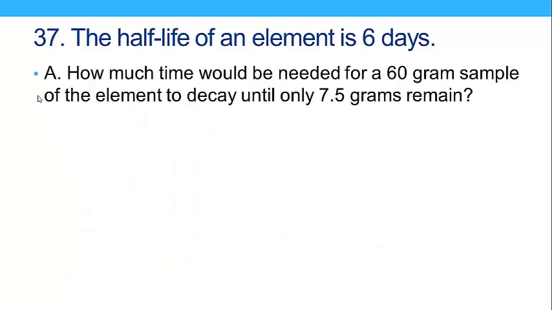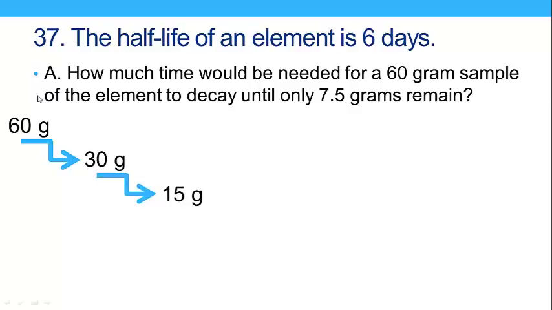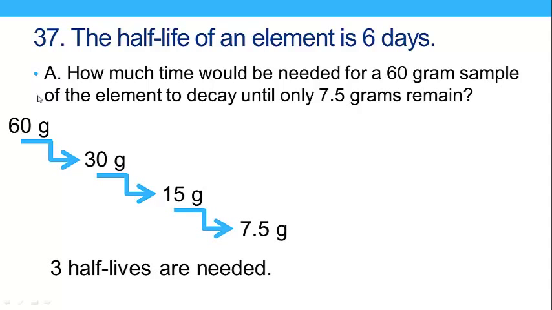How much time would be needed for 60 grams of an element to decay until there's only 7.5 grams left? So we know the element has a half-life of 6 days. So let's figure out how many half-lives it takes to get to 7.5 grams. If we halve it one time, that's 1 half-life, we get 30. Half it again, that's 2 half-lives, we get 15. And if we halve it a third time, we end up at our 7.5. So this means that 3 half-lives are needed.